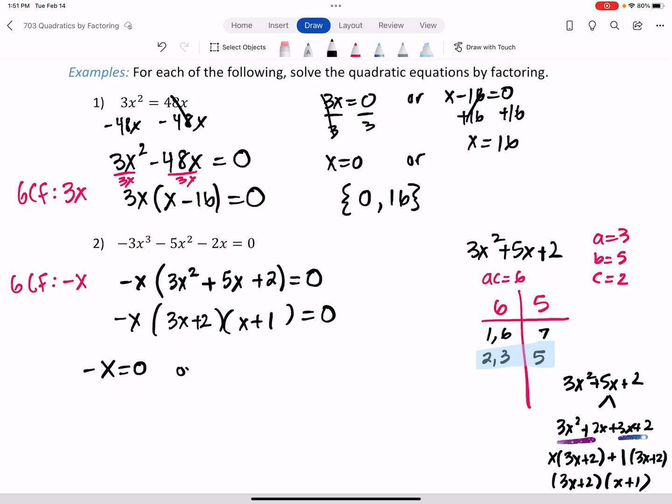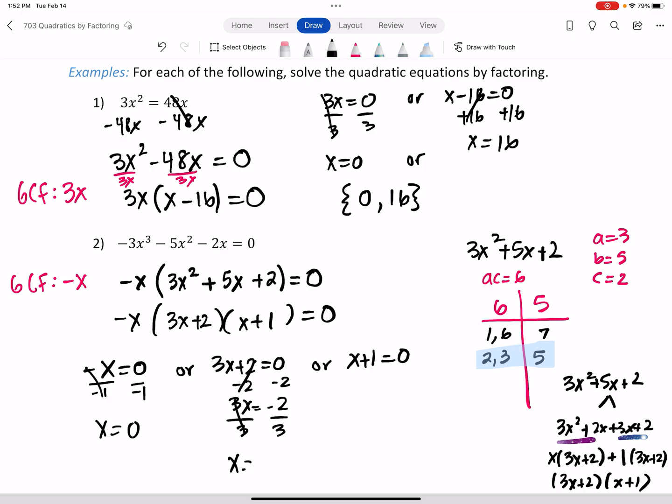Negative x is 0, or 3x plus 2 is 0, or x plus 1 is 0. So divide by negative 1 tells me x is 0. Subtract 2, divide by 3, x is negative 2/3, and then subtract 1, x is negative 1. So my solution set for this one looks like 0, or negative 2/3, or negative 1.